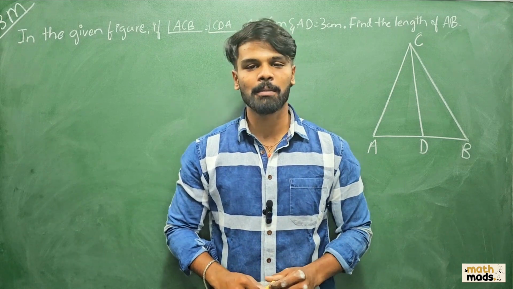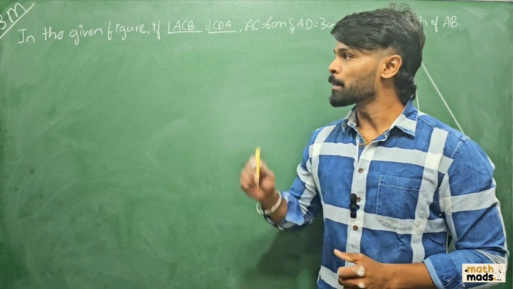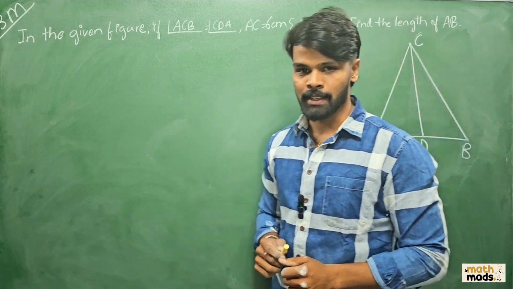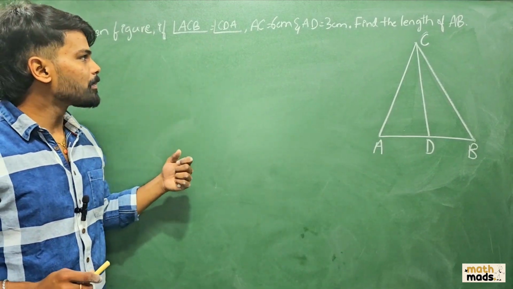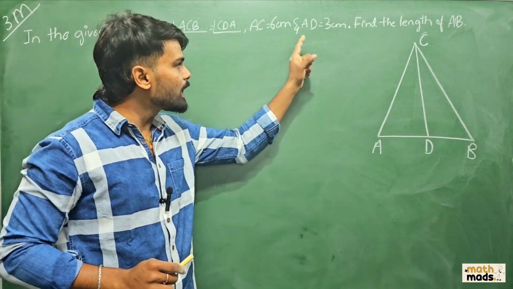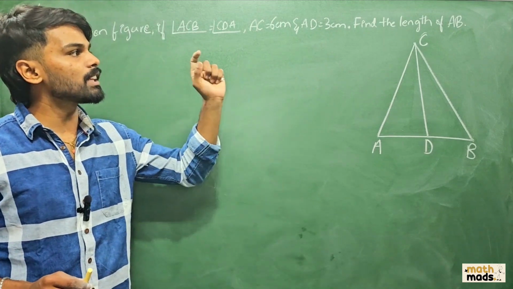Today, let's try to solve some of the 3-mark problems. The problem is like this. In the given figure, if angle ACB is equal to angle CDA, AC is equal to 6 centimeter and AD is equal to 3 centimeter, find the length of AB.